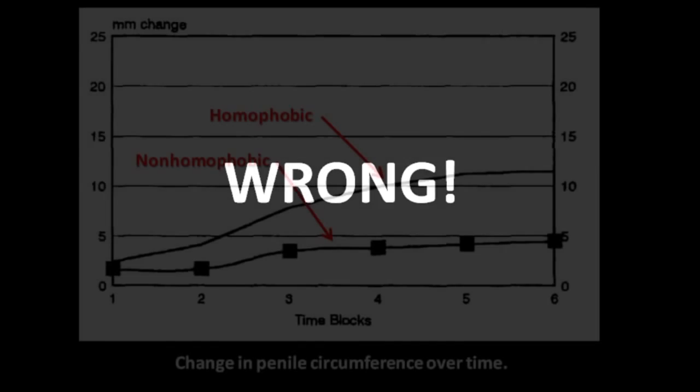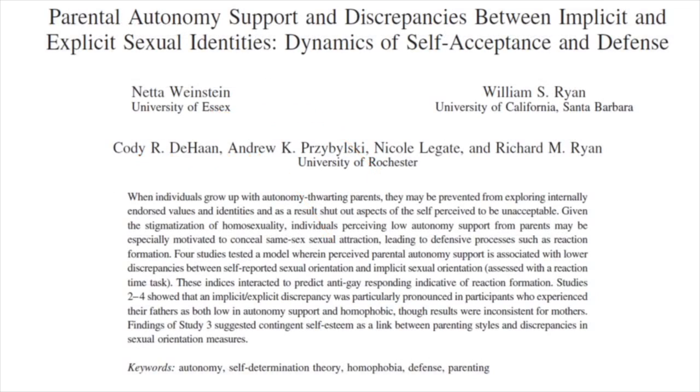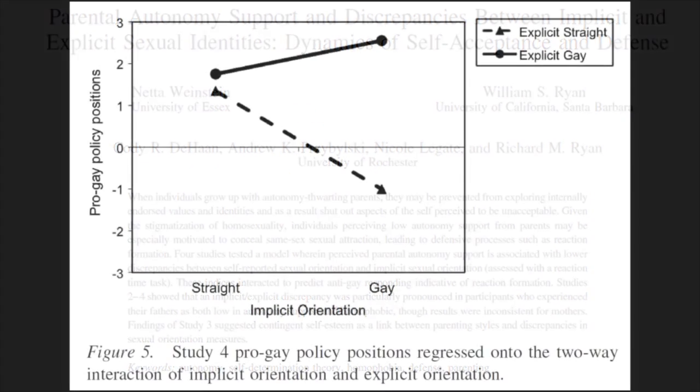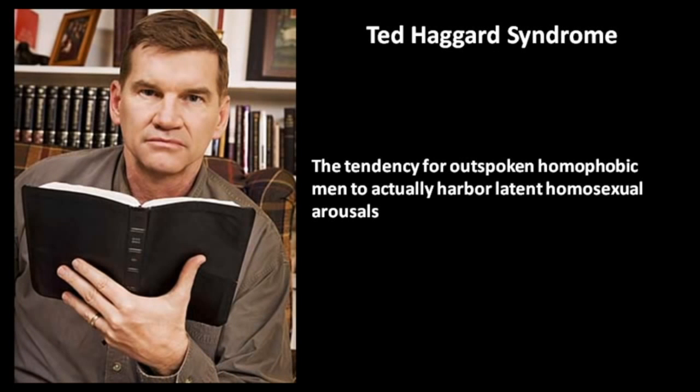Wrong. As the results clearly show, homophobic men tend to exhibit more than twice the erectile diameters of non-homophobic men while viewing male-on-male pornography. This result has even been replicated many times over throughout the scientific literature. The more outspoken a man is against homosexuals, the more likely it is that he himself harbors latent homosexual arousals. This is a phenomenon which I like to call Ted Haggard syndrome. The more his lips say no, the more likely his loins will say yes.